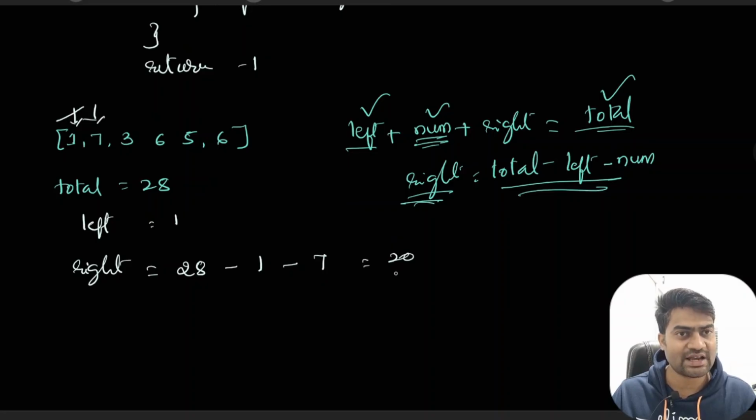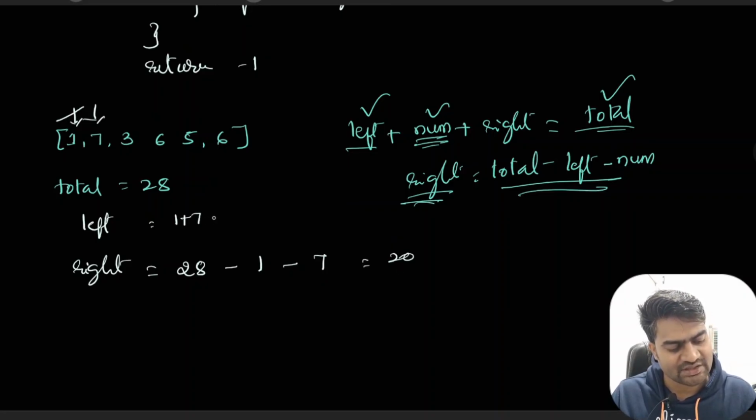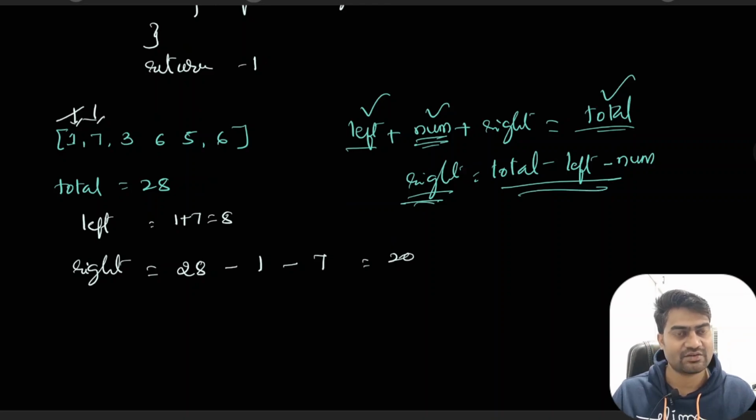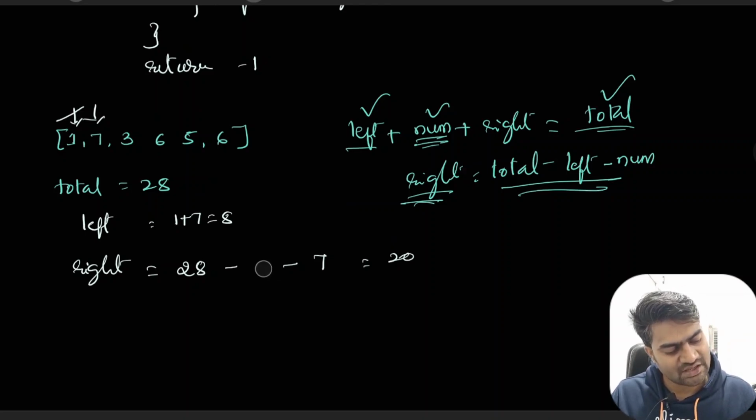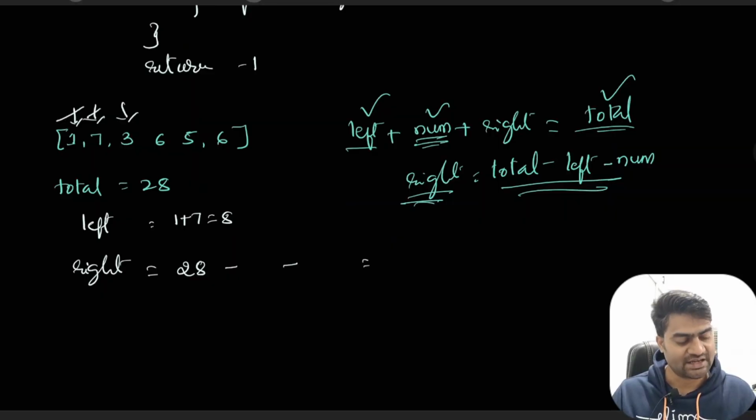So left and right are not same. So what I will do, I will add 7 to it. So it becomes 8 now. Okay. Then I will move to next number, which is 3. So now if I am at 3, then I will subtract this 8 from 28, then the current number 3. So it is 17. Now if you see, 8 and 17 are not equal.